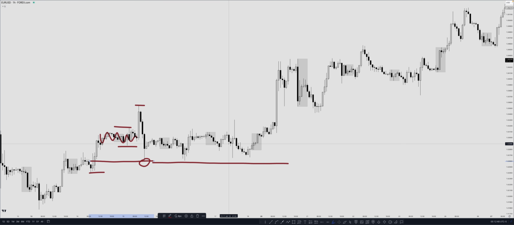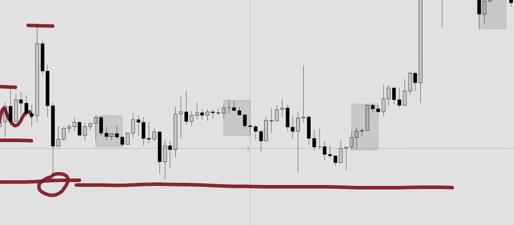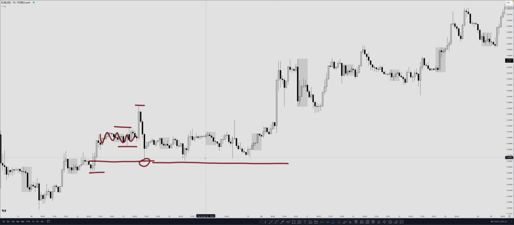Then it started consolidating because we had a lot of news inside of this week right here. You can see all of these sharp spikes here, price running and sweeping near liquidity. But overall, notice what happened. Price kept on pushing away from this strong structure right here. And this is exactly what we want to see.